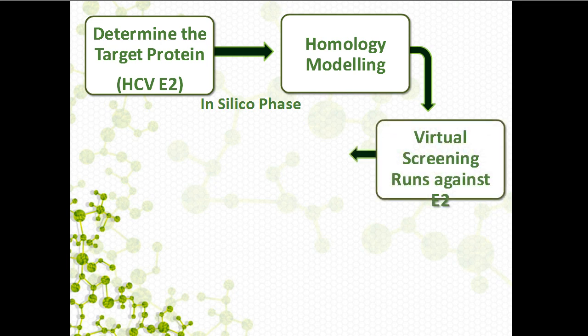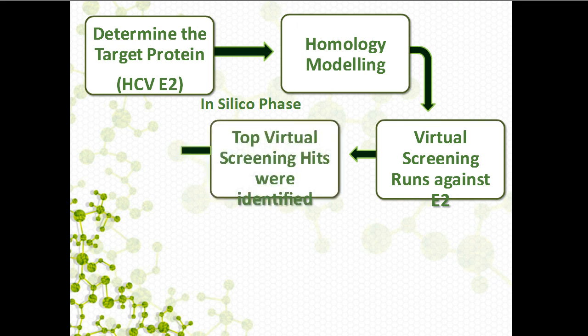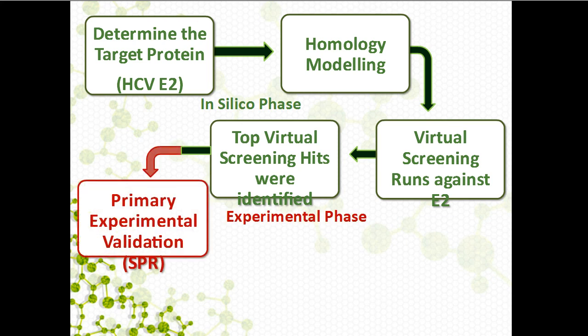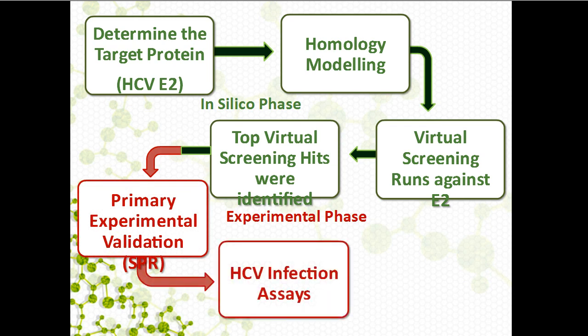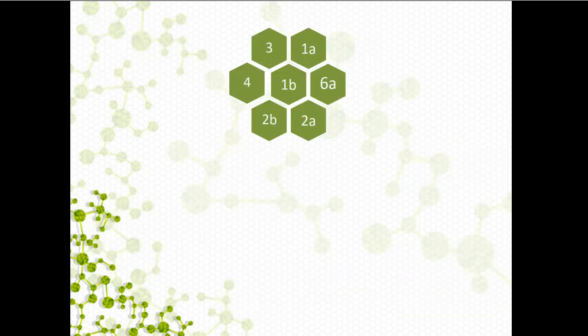And this was followed by doing the virtual screening runs against the envelope glycoprotein. And then after viewing and analyzing the virtual screening ligands, we determined the top virtual screening hits in order to take them to the next step, which is the in vitro phase or the experimental validation. The primary experimental validation was done using surface plasmon resonance in order to test the ligands and see which really bound to the target protein. And this was followed by doing the HCV infection inhibition assay.